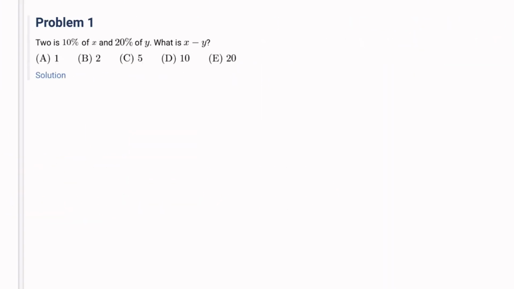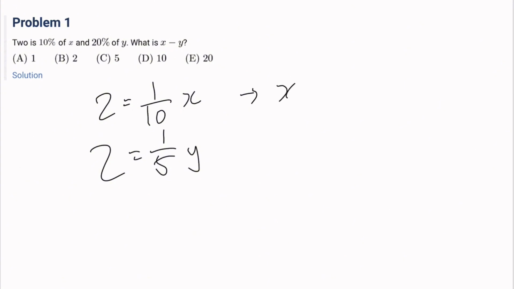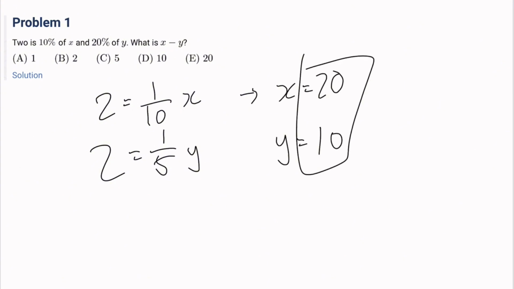So let's get started. First problem, 2 is 10% of x and 20% of y. What is x minus y? So 2 equals 1/10 of x, which also equals 1/5 of y. This gives us x equals 20 and y equals 10. So x minus y is 10. The answer is 10, which is D.